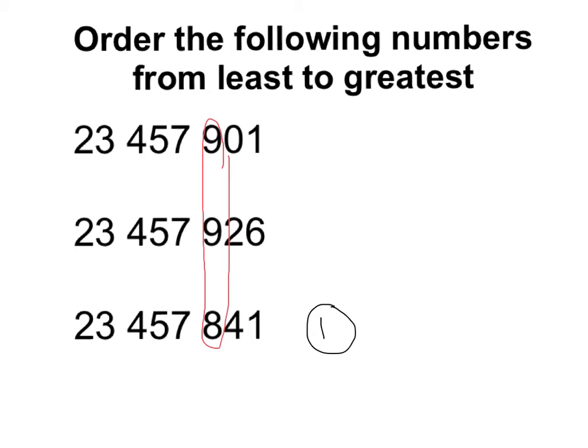Next, we'll look at the remaining two numbers and we'll move to this next smallest place value, which is the tens. The first number has a 0 in the tens place, and the second number has a 2 in the tens place. So the next smallest number in our list would be the one with the 0 in the tens place, and then the largest number in the list would be this one.